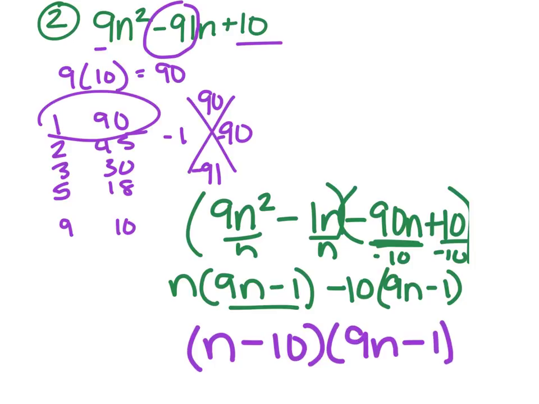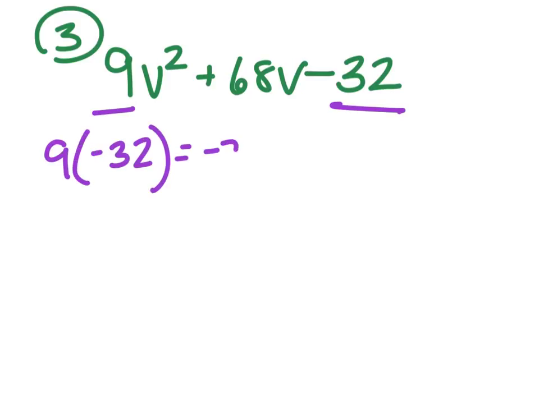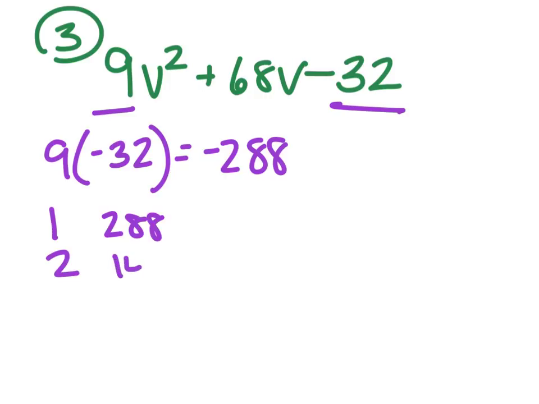Okay, one more. So again, you're going to take your 9 and your negative 32. We multiply that together. We're going to end up with negative 288. Okay. Next step, we've got to go through and list all of our factors. So you've got 1 and 288. I'm kind of disregarding the negative for the time being. You get 2 and 144. 3 doesn't go into it, but 4 does 72 times.